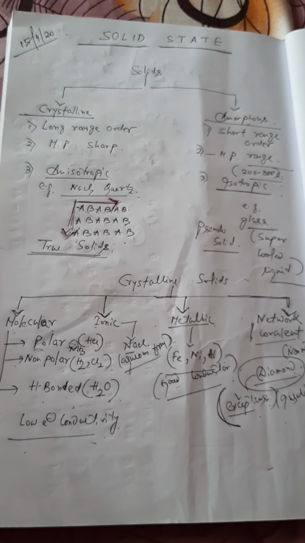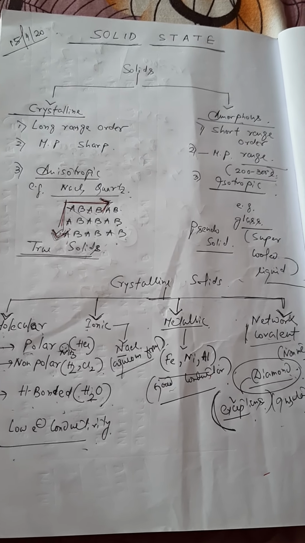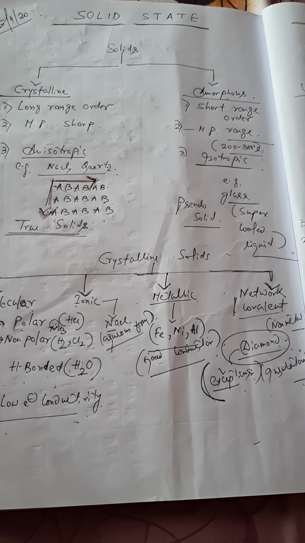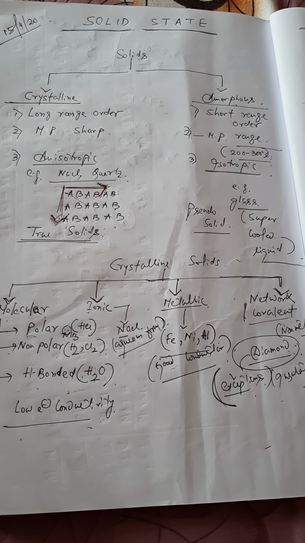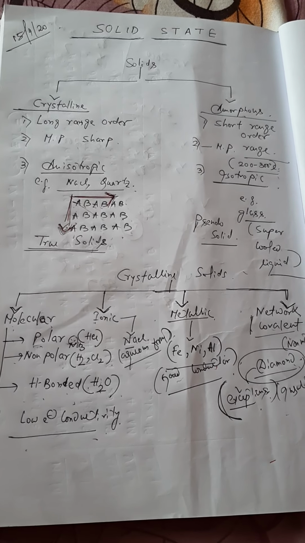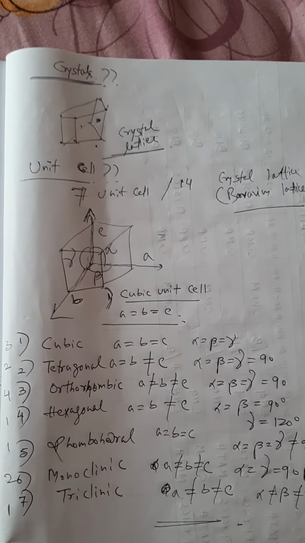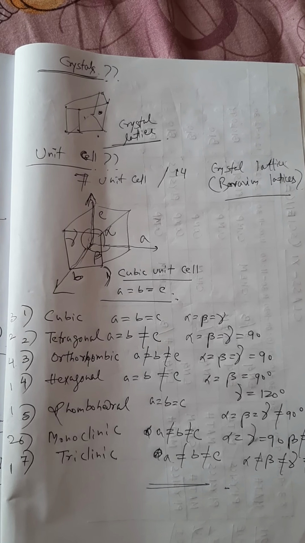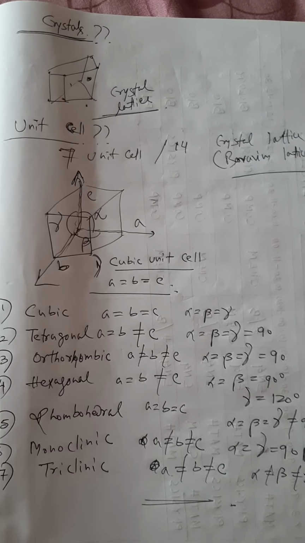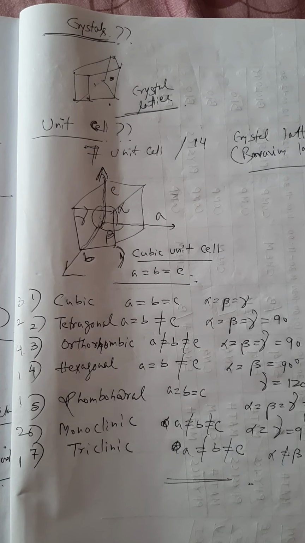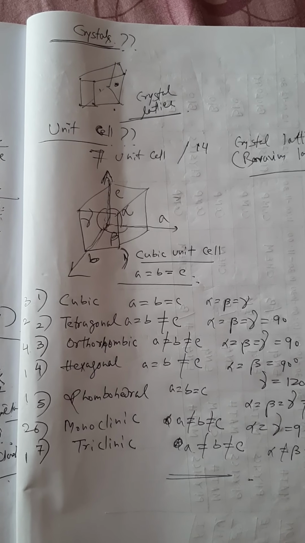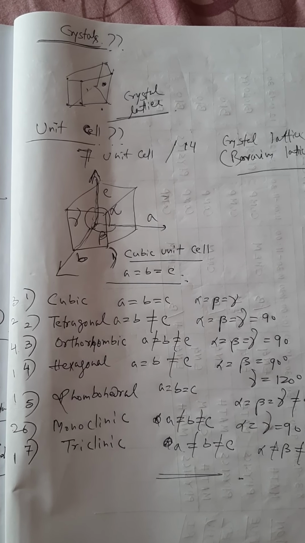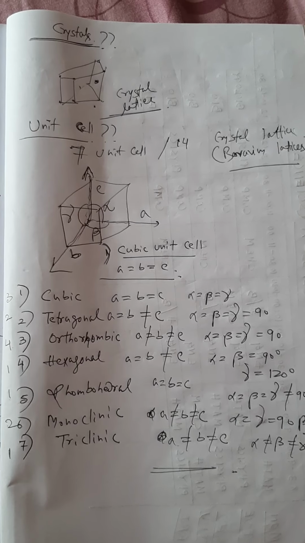So in this portion we have to learn the difference between crystalline and amorphous solid, the classification of crystalline solid, and the conductivity, how it changes according to their structure. Okay, next we have to discuss crystals. What is crystal? Crystal means those substances which have a definite shape, definite arrangement, and sharp edge length. Examples are sugar crystal, sodium chloride crystal.